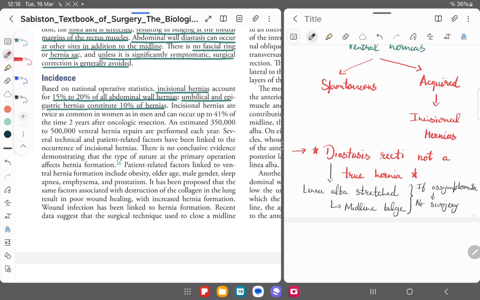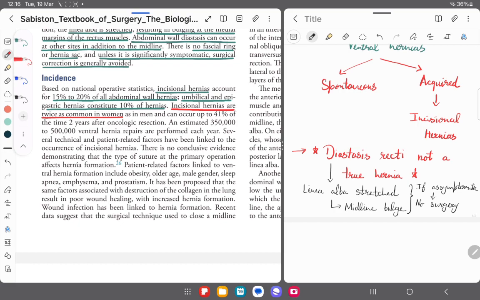Incisional hernias are twice as common in women as in men and can occur up to 41% of the time 2 years after oncoresection. An estimated number of ventral hernia repairs are performed each year. Several technical and patient-related factors have been linked to the occurrence of incisional hernia.